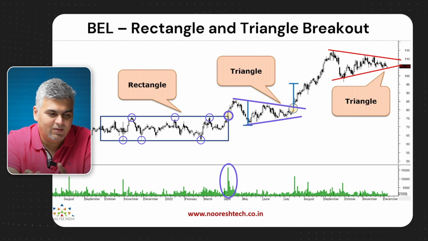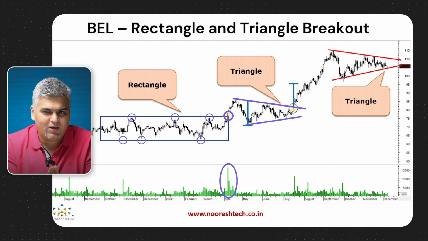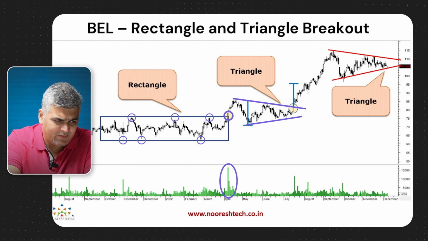a classical symmetrical triangle. Now a symmetrical triangle can break out on either side. So what do you need for a confirmation? A volume uptick with the breakout day. So in this case, if you see this candle, this is the breakout candle and this is the volume tick.